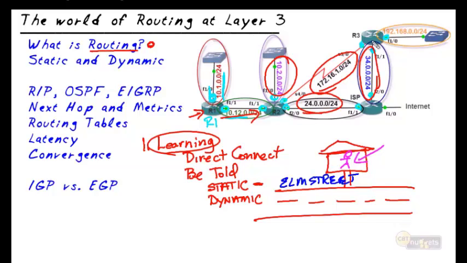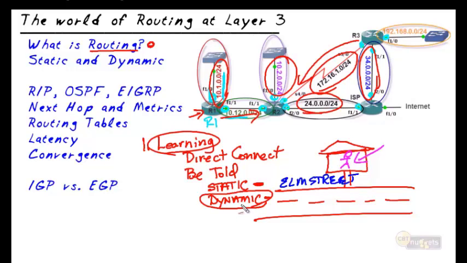So we could go to R3 and say, hey, dear Mr. R3, if you ever need to send a packet to the 10.10 network, you go ahead and you forward it over to R2. And then also R2 would have to be told how to forward it. But if we manually, you and me, configure these static routes, that's one way of training the routers. The other option, which is a lot easier, is called dynamic.